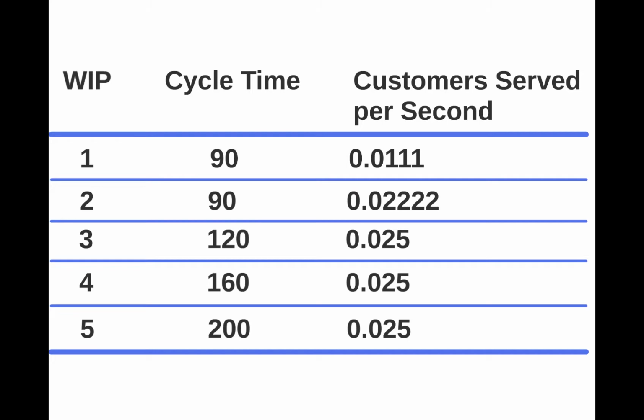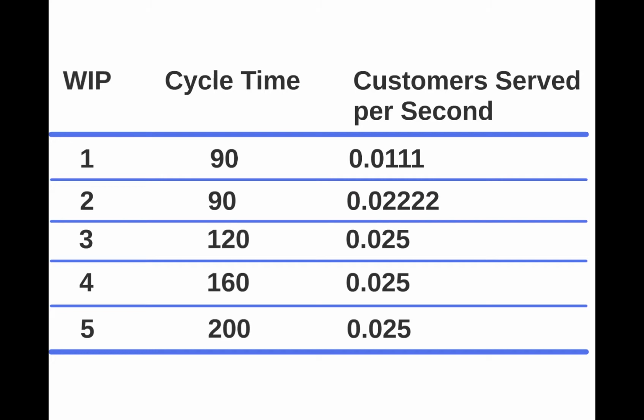And we can see once we get to a WIP of 2, cycle time's about 90, and we have an increase in the number served per second. We get to about 3. We're spending a little bit longer in terms of cycle time, from the beginning till we get through to the end, but we're serving a little bit more.